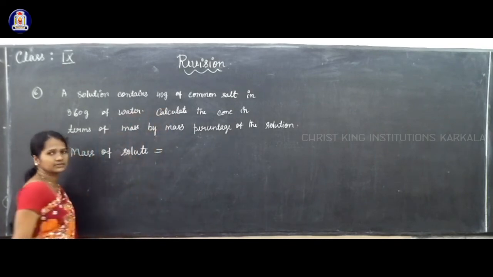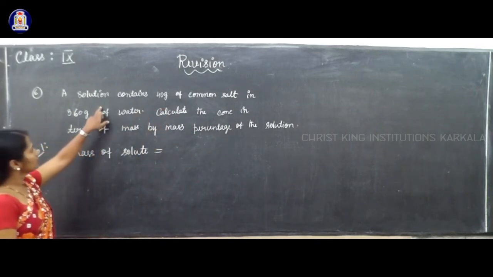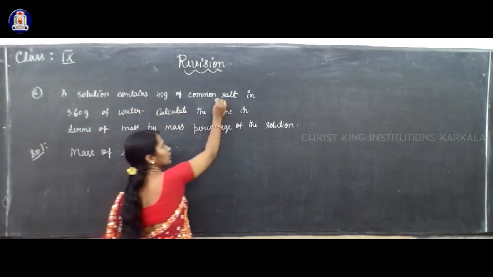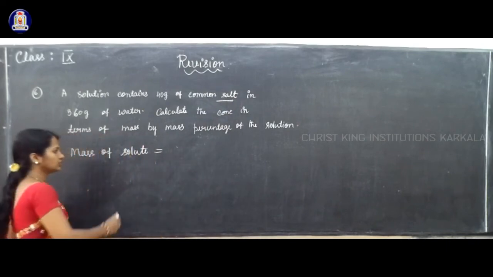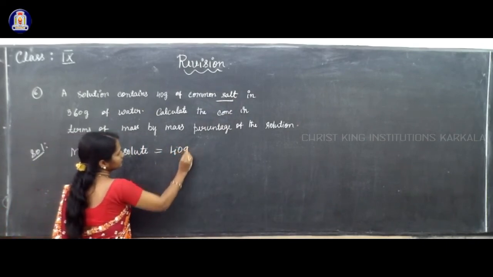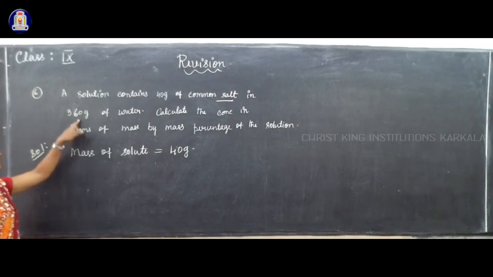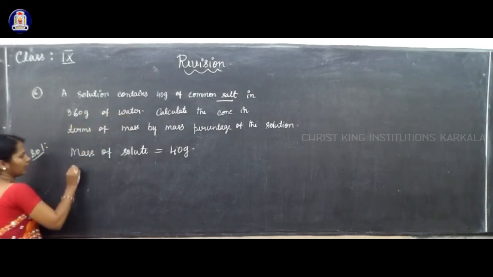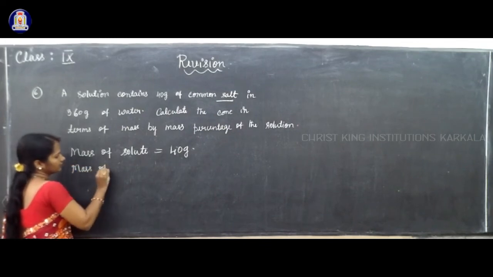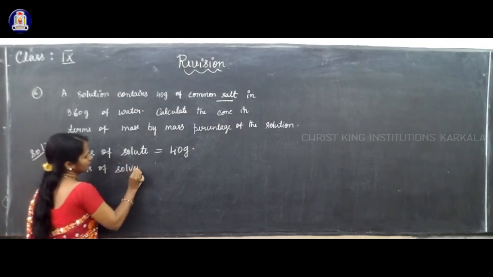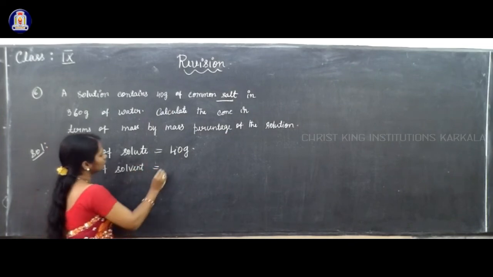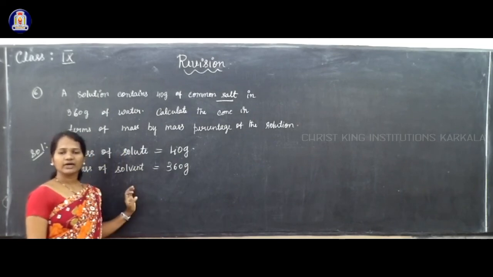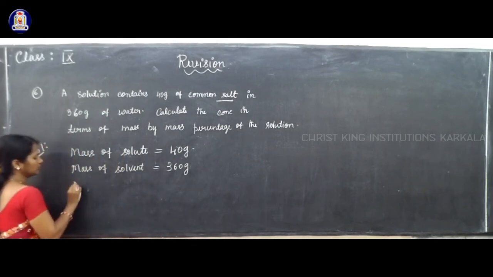Here in this case, the solution contains 40 gram of common salt. Common salt is the solute, so mass of the solute is 40 gram in 360 gram of water. Water is the solvent, that is mass of solvent. Mass of solvent, which is water, is equal to 360 gram. We have to find out mass of the solution.